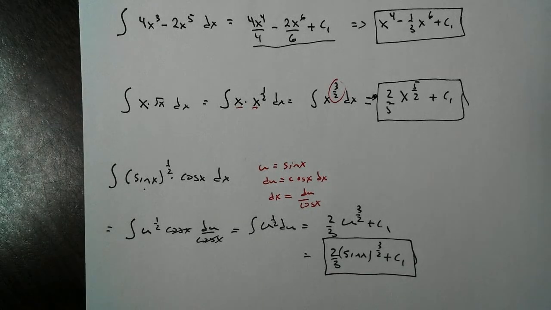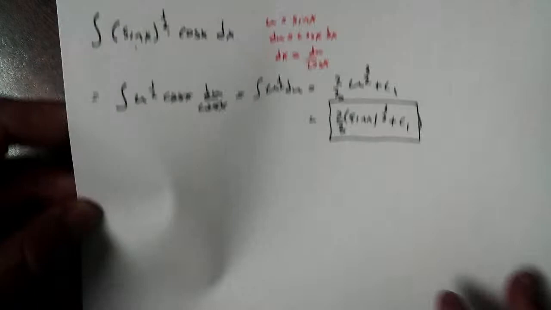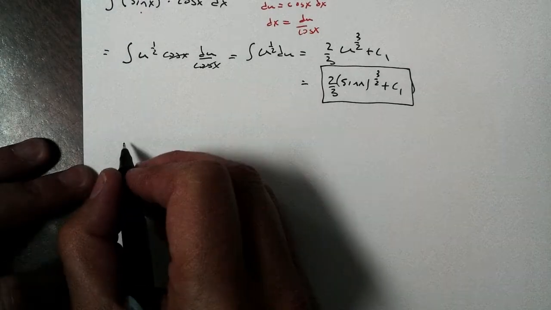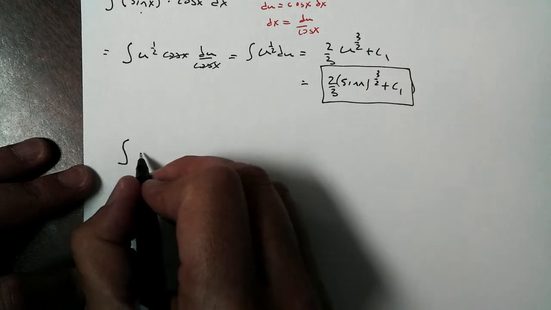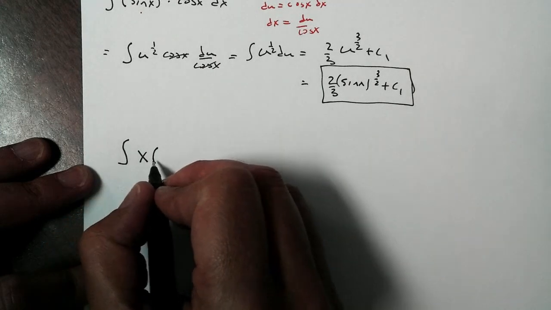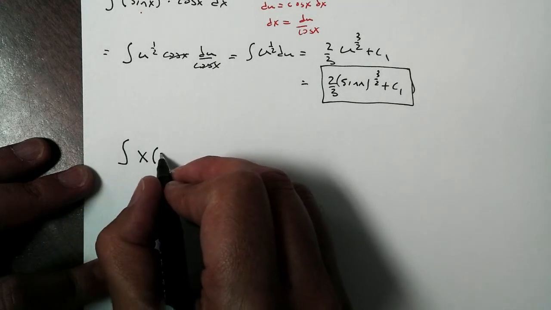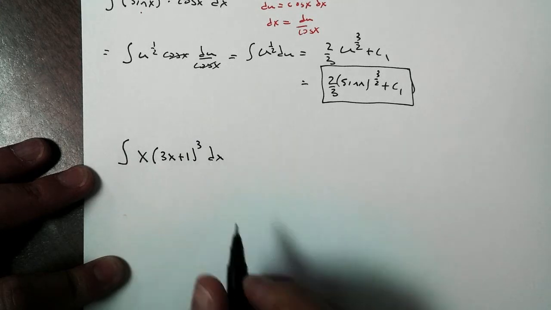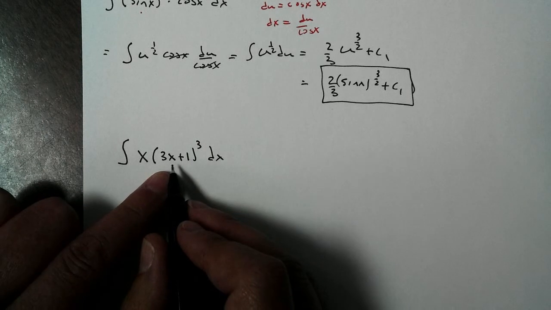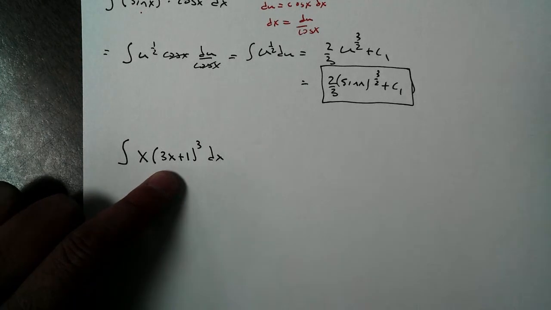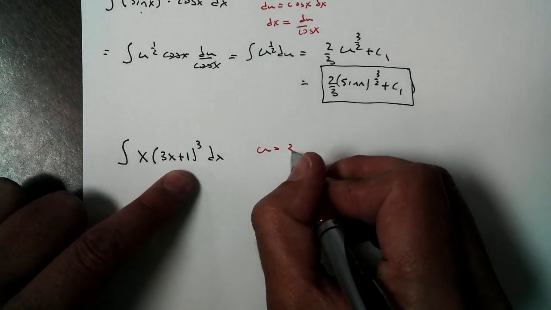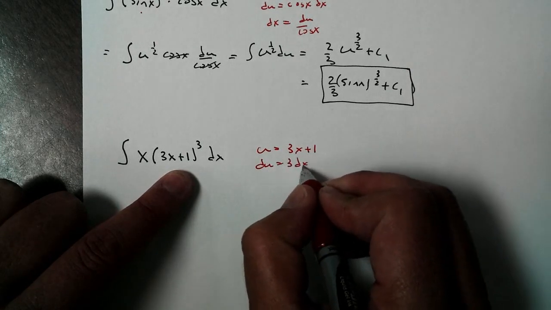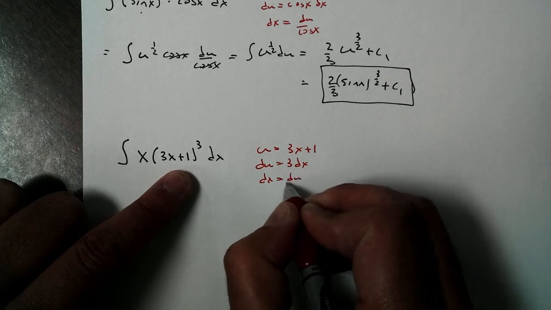There we go. All right, so let's take a look at one of those algebraic substitutions we saw in our notes yesterday. So let's see here. What if I have a problem with this? X times the 3x plus 1 cubed dx. I could use algebraic substitution here. I'm going to let u equal the inside, 3x plus 1. My du is 3 dx, so dx is du over 3.